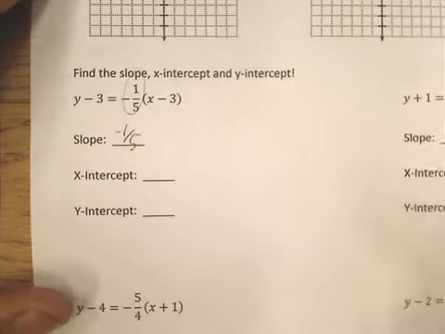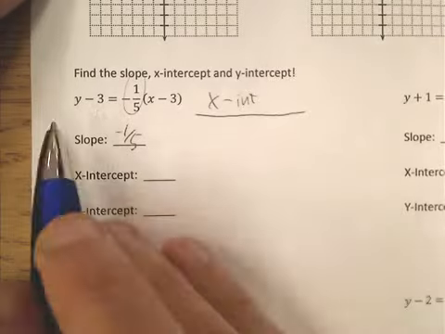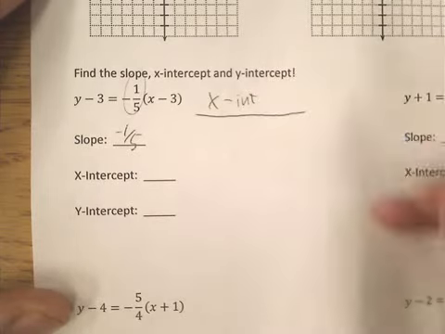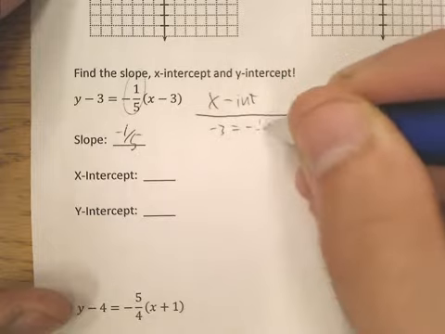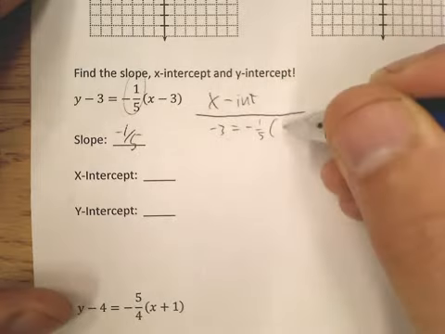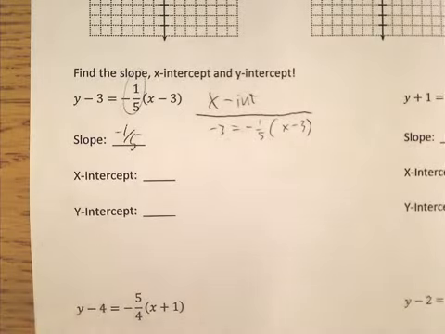So let me write a little note here. This is for the x-intercept. I'm going to write this, but without the y. So I'm going to write -3 equals -1/5, and then x minus 3. Okay? And then we will just solve this for x.